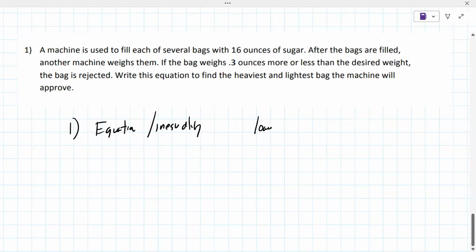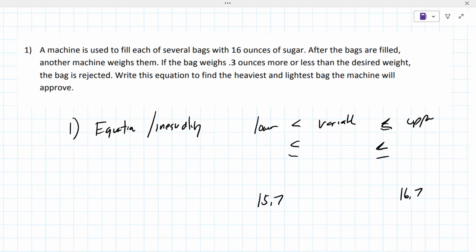So it's always the lower, less than or less than or equal to the variable, less than or less than or equal to the upper. And you already gave me the upper and lower. You said it's 15.7, 16.3. You just got to decide on the symbols and the variable.